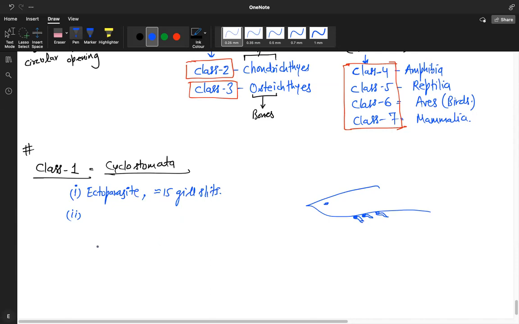But what's important is they do not have scales. Fish should have scales, right? No scales on the body.